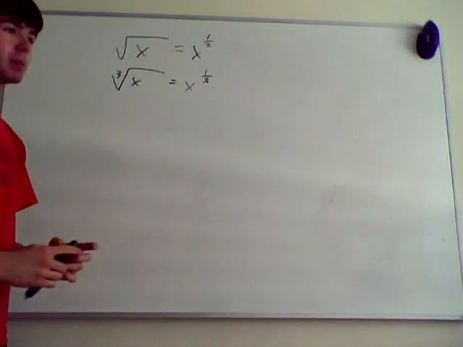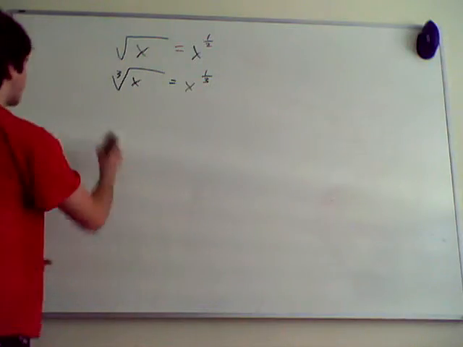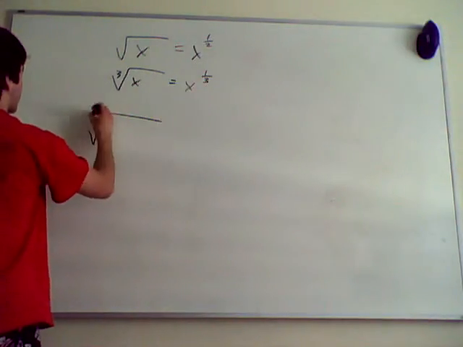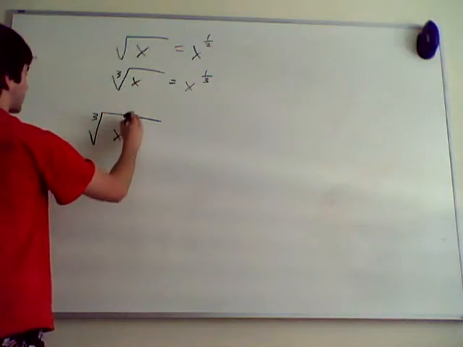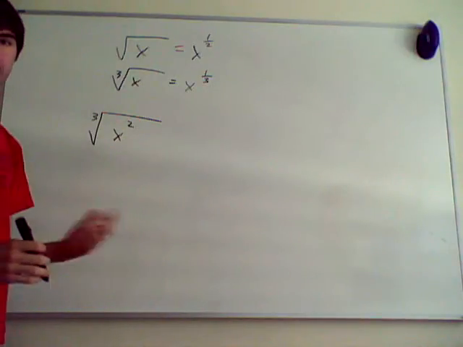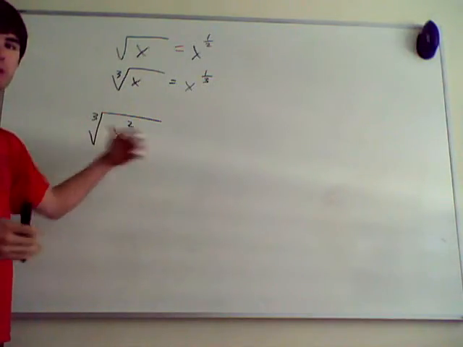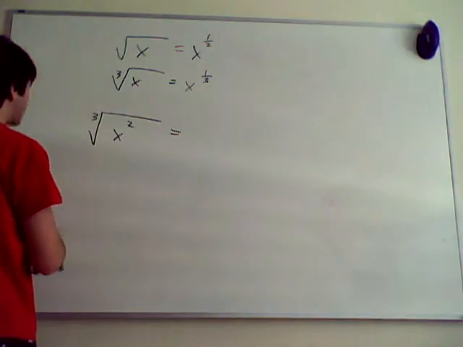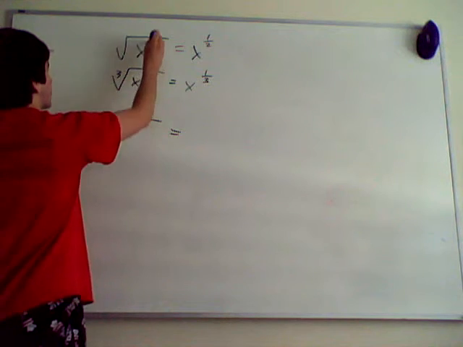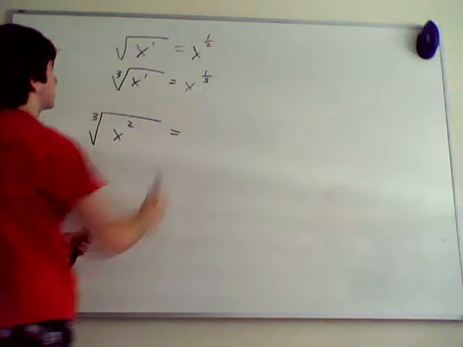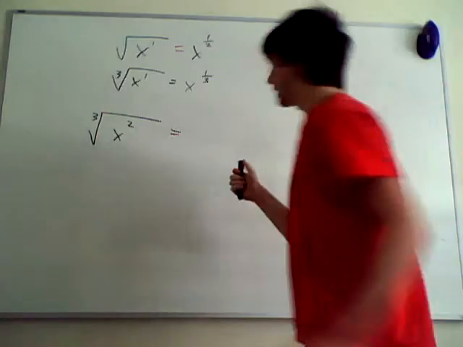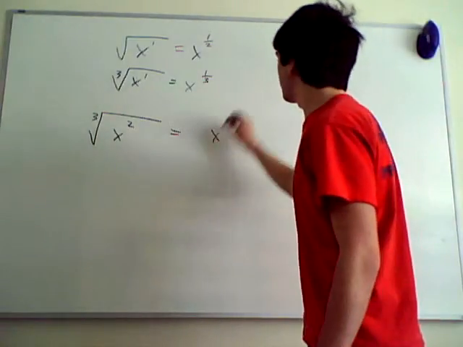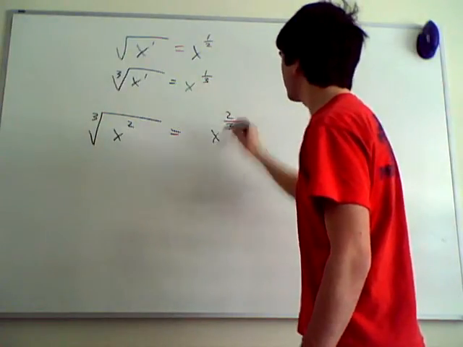And so, for example, if you were given the cube root of x squared, so x is squared and then you take the cube root. Well, you can think up here, these are all to the exponent 1, and the 1 is up there. So therefore, it would become x to the power 2/3.